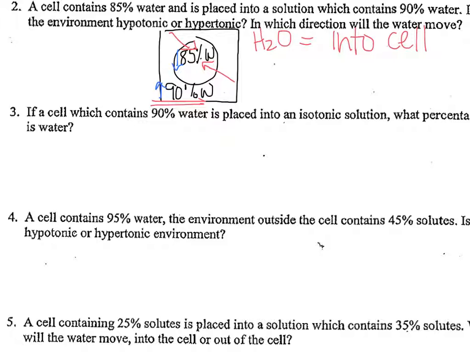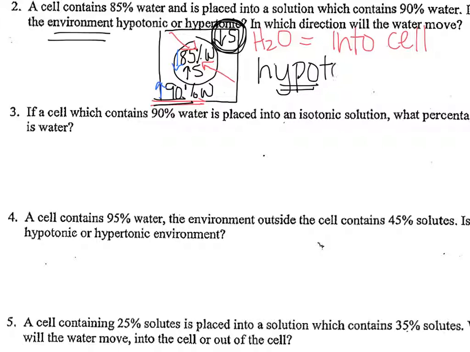And then once again, we want to figure out the outside solution. So I know that, let's go over here to a different color. If our water is high outside, that means my solute is going to be low. If my water is low inside my cell, my solute is going to be high. Therefore, I look on the outside, in the environment, and I have low solute. If I am low solute, I am hypotonic. Hypotonic environment.